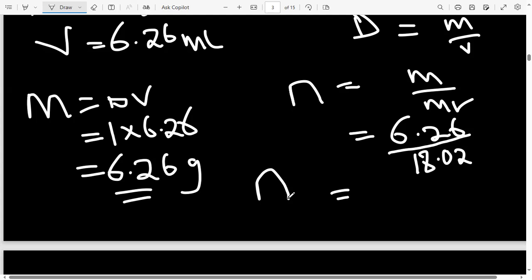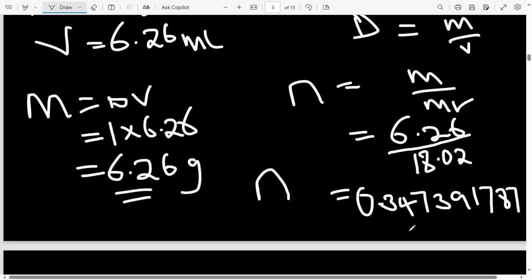Okay, so 6.26 divided by 18.02. I'm going to get these as my number of moles, 0.34479178. So these here are my moles of what? Water. These are my moles of water. So from these moles of water, what am I going to do? I'm going to change those moles to number of molecules.